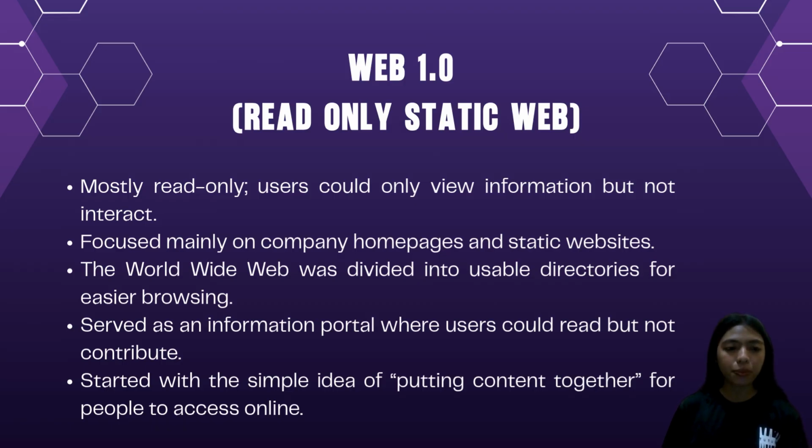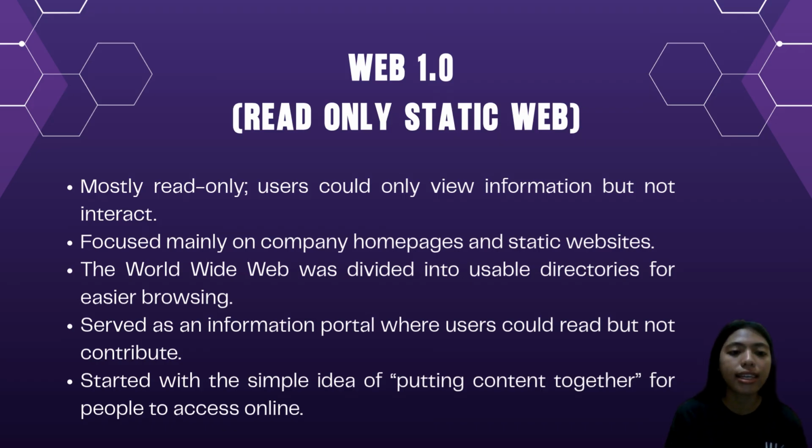So users could access articles, company details, or online encyclopedias, but they had no way to modify or upload anything. For example, if you visited a news website, you could only read the news but not post your opinion or start a discussion thread. So this shows how passive the user's role was in Web 1.0.